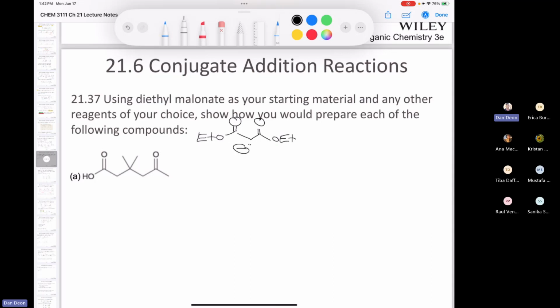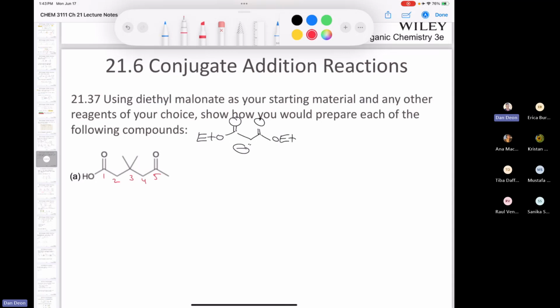But anyhow, how do you know that you need to use a Michael reaction to make this compound? I'll show you how you know. 1, 2, 3, 4, 5. When your carbonyls are 5 atoms apart, then that's probably how you're going to do the reaction. So we're going to make the doubly stabilized enolate from the diethyl malonate, and then we need to figure out what our electrophile is going to be.